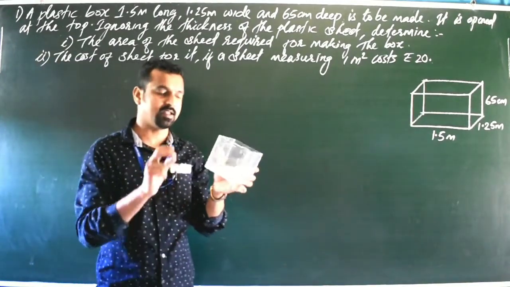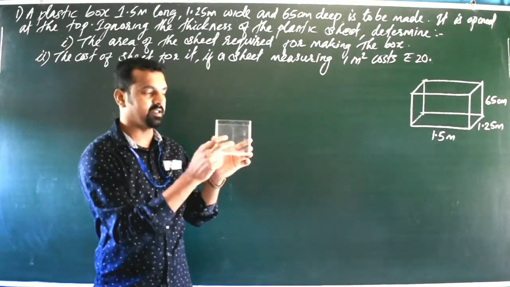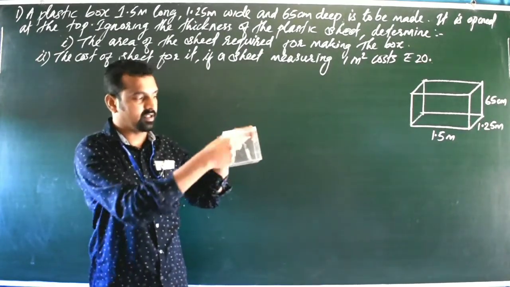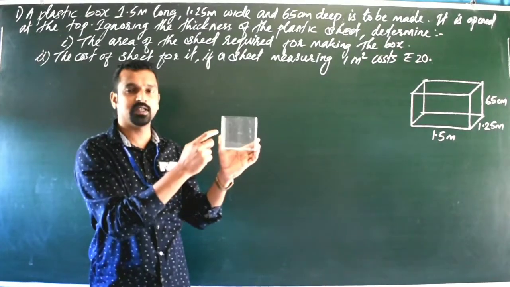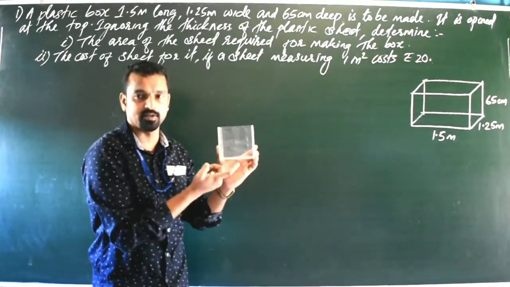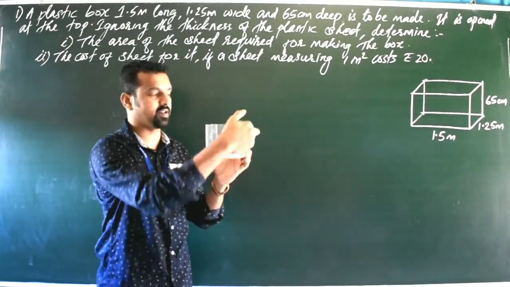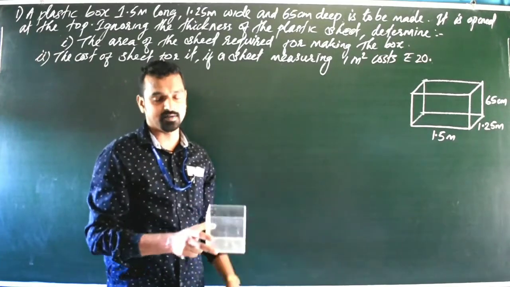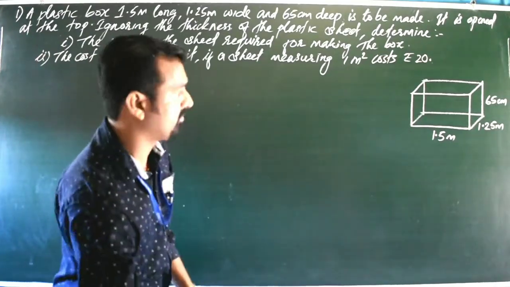Suppose just imagine that it is a cuboid. Then this box is opened at the top, as given there. So how much area of sheet is required? These are 4 faces where we have to keep the sheet, and the bottom also. So only this much area we will find out. These are 4 faces and bottom we will find out. Then we will get the area of sheet required for making the box.